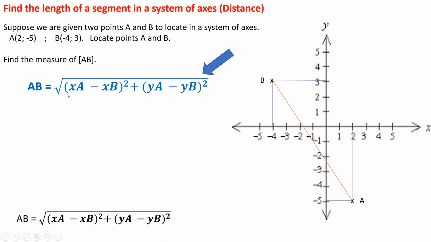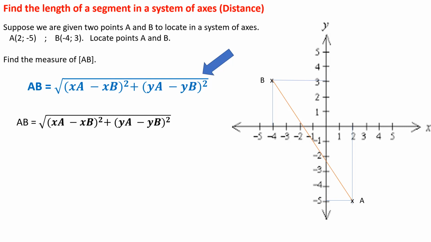So let's apply this rule. We write AB equals. Always we start with the rule. This rule should be written: big radical of (XA minus XB) all squared plus (YA minus YB) all squared. Now we replace XA by 2 minus, since XB is negative, we replace it between parentheses (-4), all of it squared, plus YA is -5 minus YB is 3, so we replace minus 3.